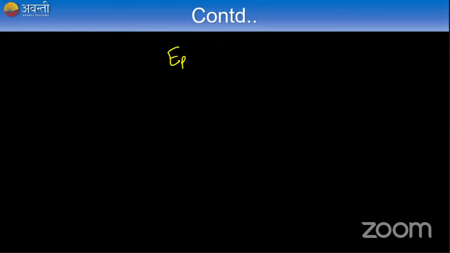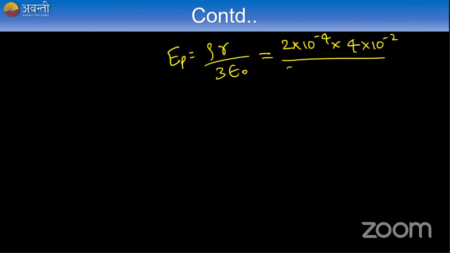So EP will be equal to rho times R by 3 epsilon naught. So this will be 2 into 10 power minus 4 times R, which is 4 centimeters, 4 into 10 power minus 2, divided by 3 into 8.854 into 10 power minus 12, right? Now guys, everyone please try to solve only this. Most of you had got some different answer. Please try to solve this.